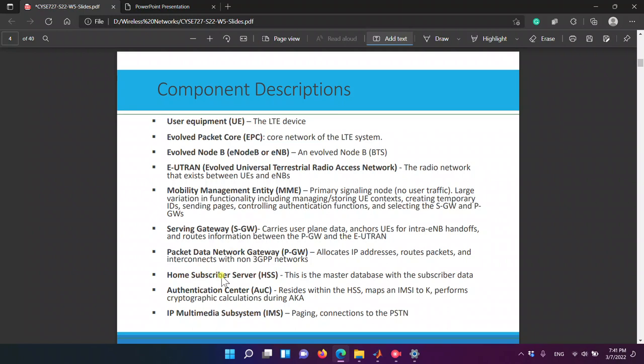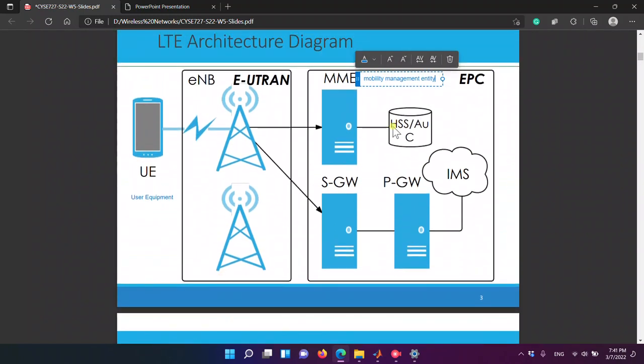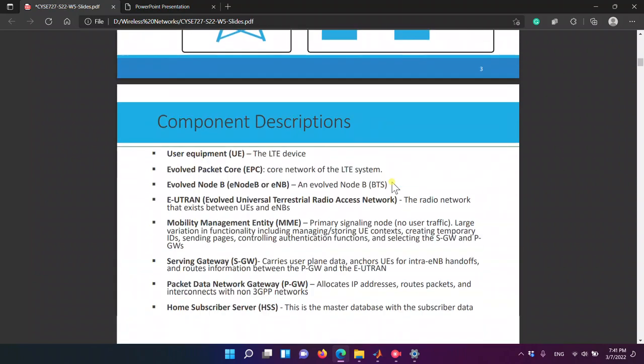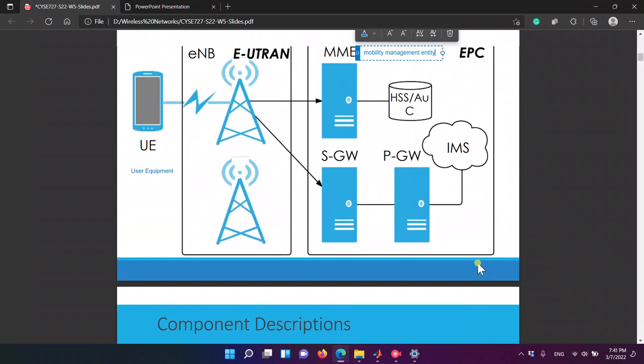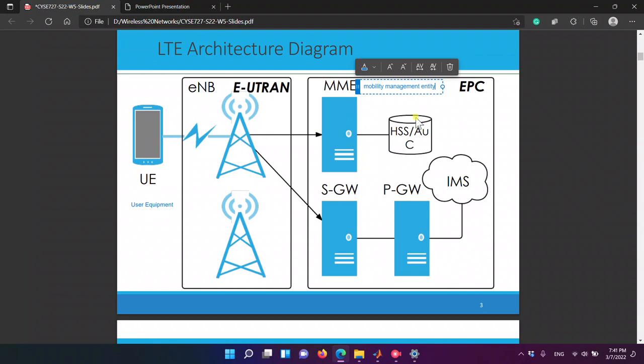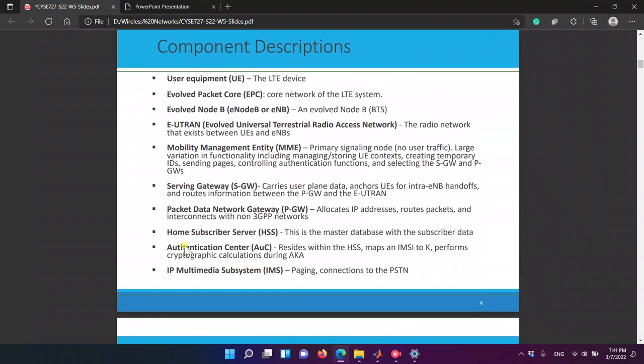Okay, now we have the Home Subscriber Service. The Home Subscriber Service, which is the HSS, is the master database with the subscriber data. So you need to subscribe to the LTE. So this is the subscriber, and it's called Home Subscriber Service.